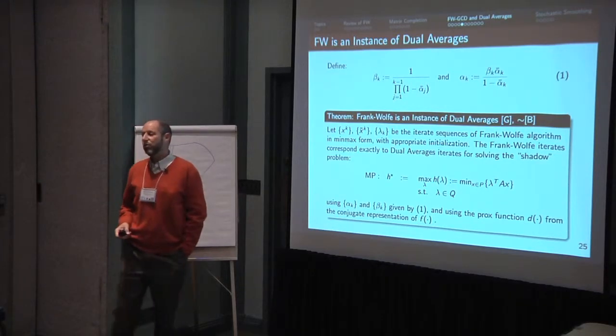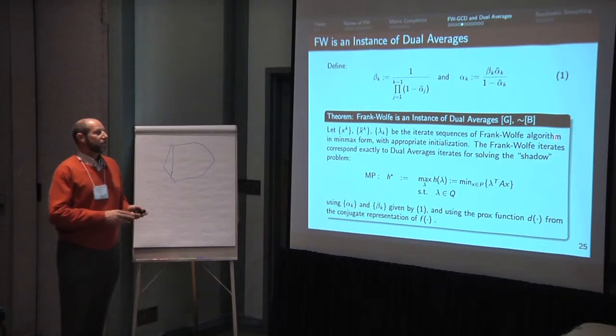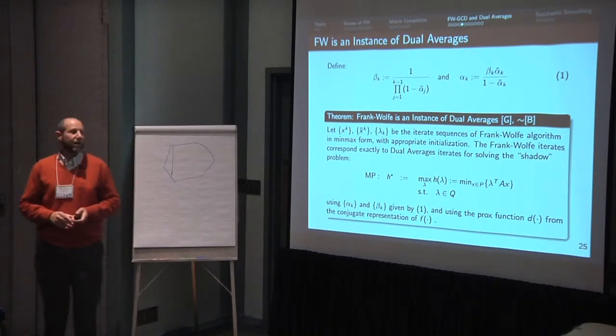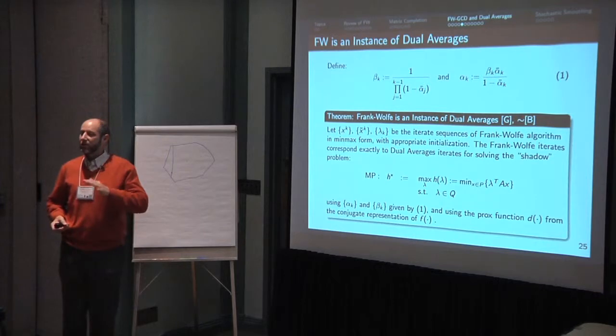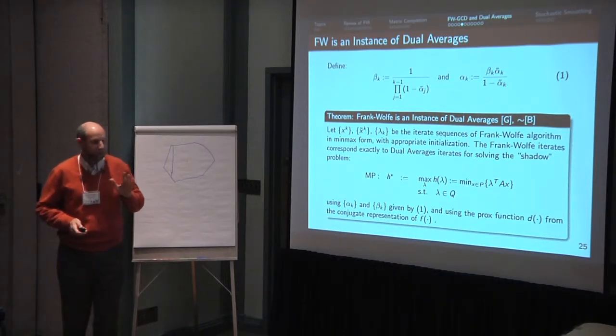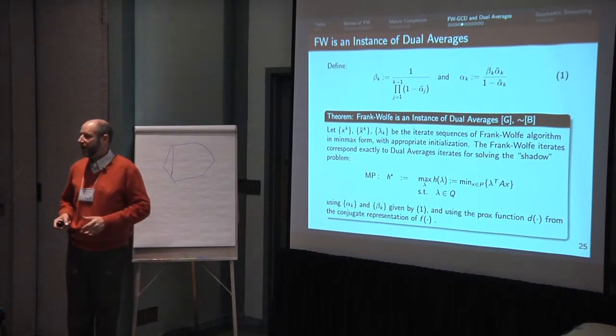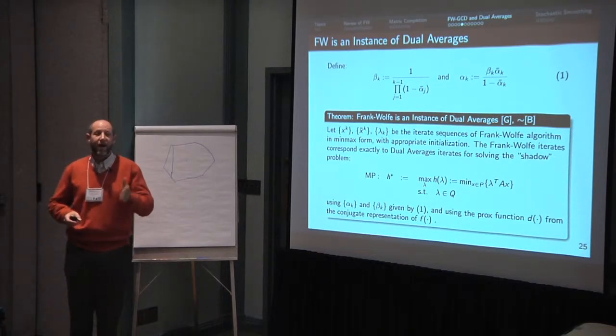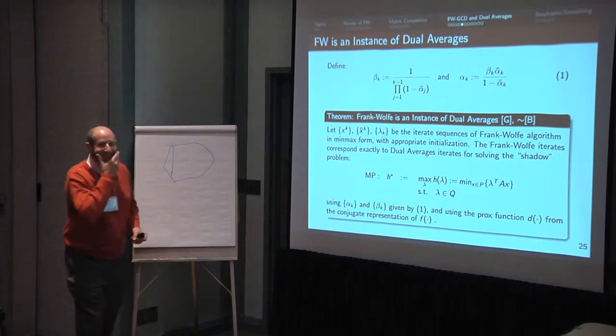And now here's the theorem. Frank-Wolfe is an instance of dual averages. So this is really due to Paul Grigas at MIT, although there are results that are of a similar flavor, but also different due to Francis Bach. I've never met Francis Bach. I don't know if you're in the... Ah, very nice to meet you.